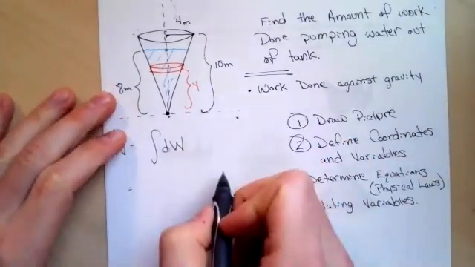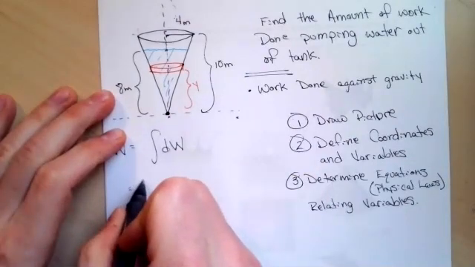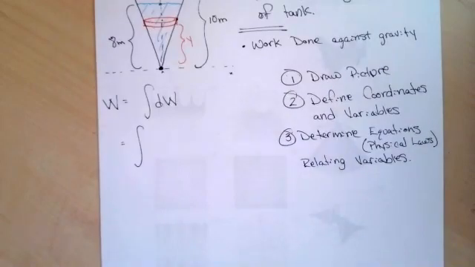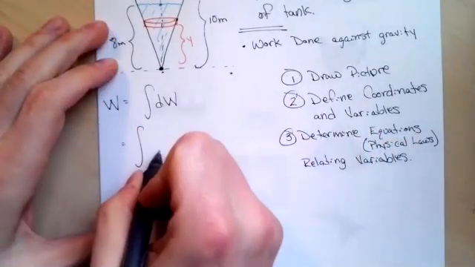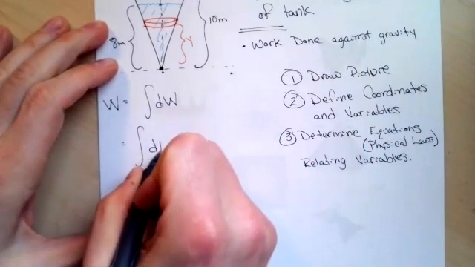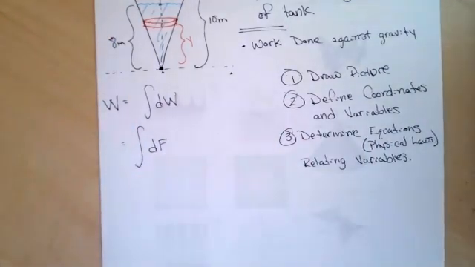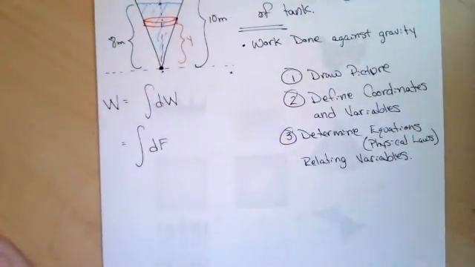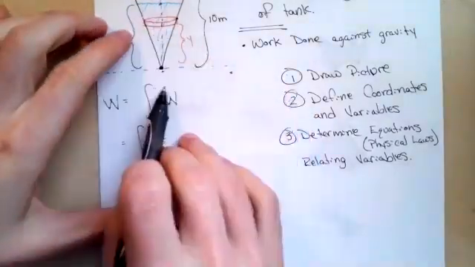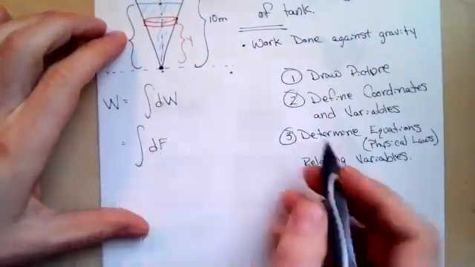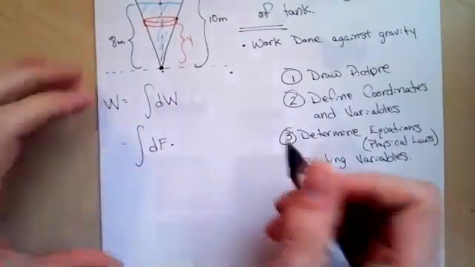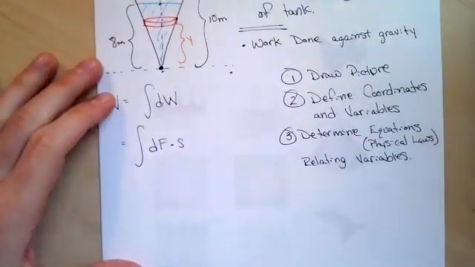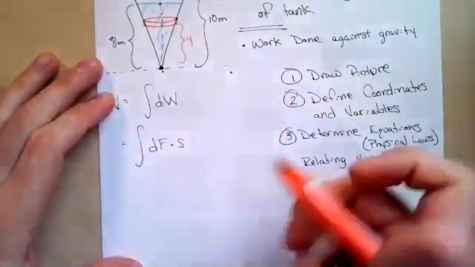So how are we going to break this down? Our dW is going to be our force times our distance. And let's write it as dF, since each of these slices is going to have a different amount of force on it due to gravity, and that force is going to change with different slices. And then we need a distance. So let's call it S here, and we will label that as our distance pumped.